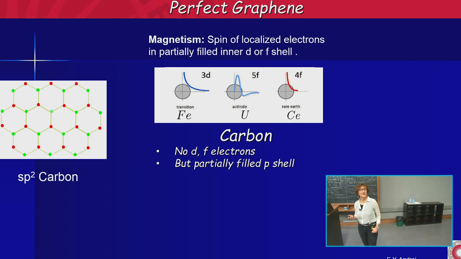Now carbon doesn't have D or F, it just has a partially filled P shell. With a partially filled P shell, by Hund's rule, the carbon atom is magnetic. However, when you make a compound out of carbon, graphite, or any kind of sp2 compound, nanotubes, graphene, graphite, it's absolutely non-magnetic. In fact, it is quite diamagnetic. It's one of the most diamagnetic materials we know. You can actually levitate a magnet with graphite. So the question is why.